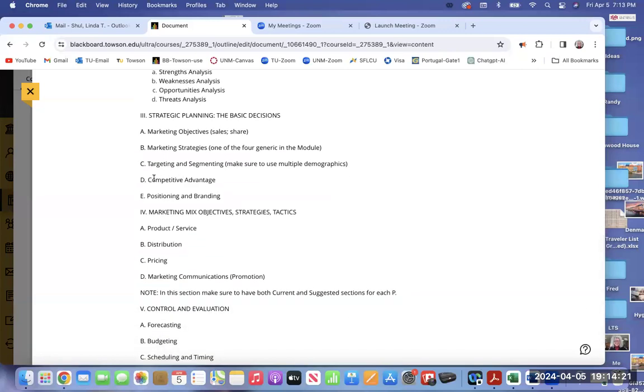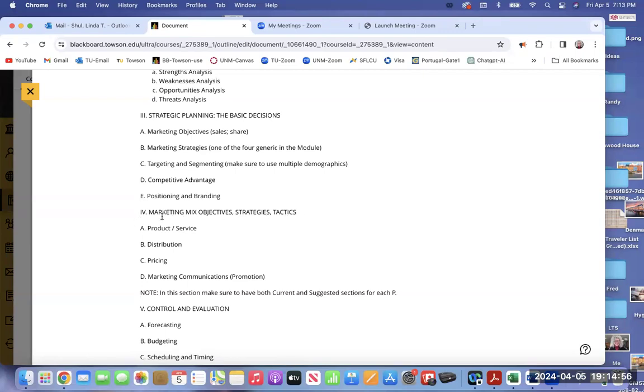And then the competitive advantage is the advantage over the competition. That is just a couple of sentences. Same thing for positioning and branding. How do you position somebody? How do you, in the mind of the customer, how do they see the product or service? And then branding: is there any branding that your client is using? And if not, should they be branding? Because it's really important to sell something with a brand, as you guys know.